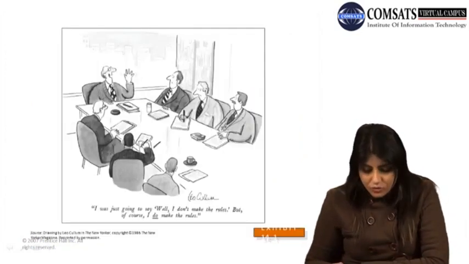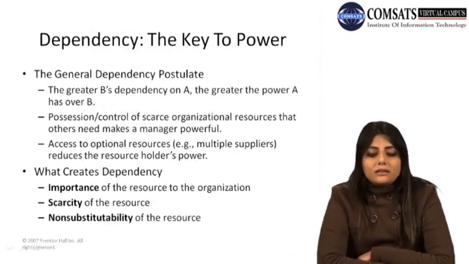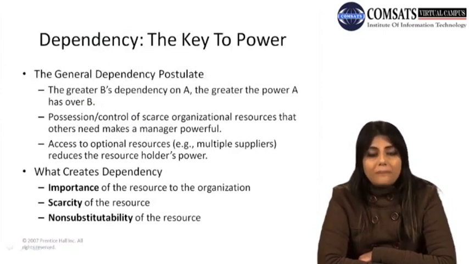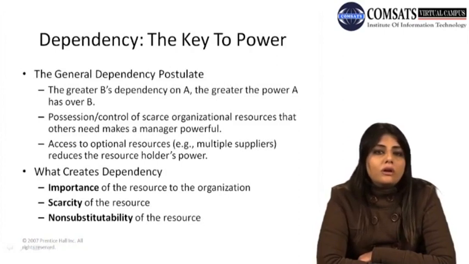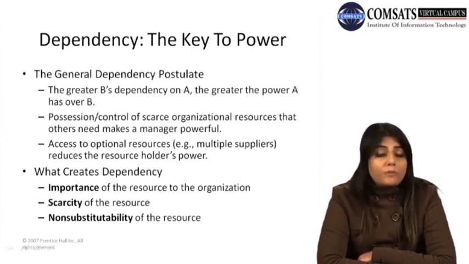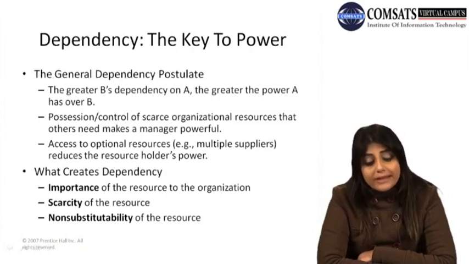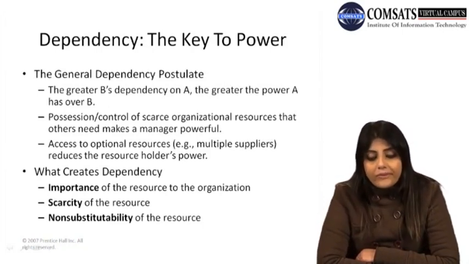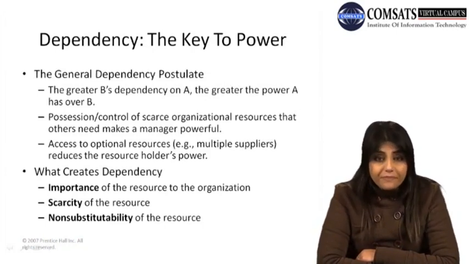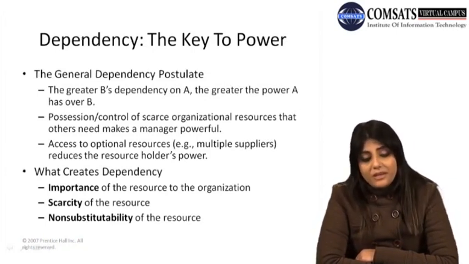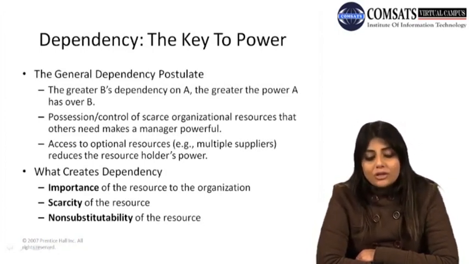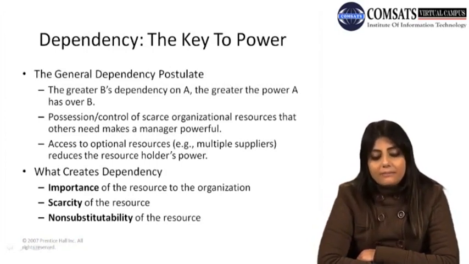Okay, so I leave this cartoon for you to read. Then we have dependency, which we see is the key to power. If you are not dependent on the other person, then that person is not powerful for you, right? So dependency is the key. Let's see what the general dependency postulate says. It says that the greater B's dependency on A, the greater the power A has over B, right? So if B's dependency on A is greater, then A is really powerful over B. Possession and control of scarce organizational resources that others need make a manager powerful.